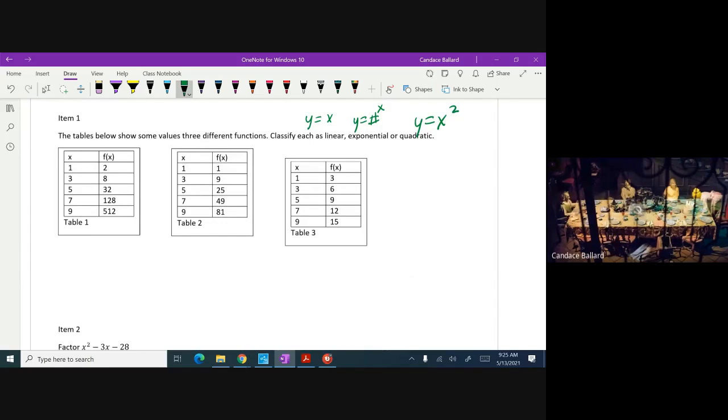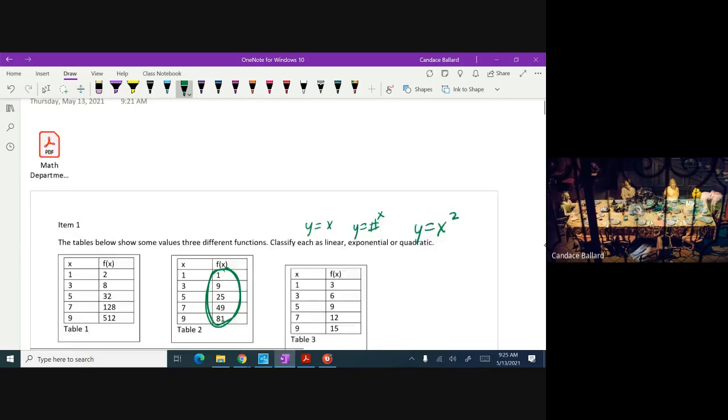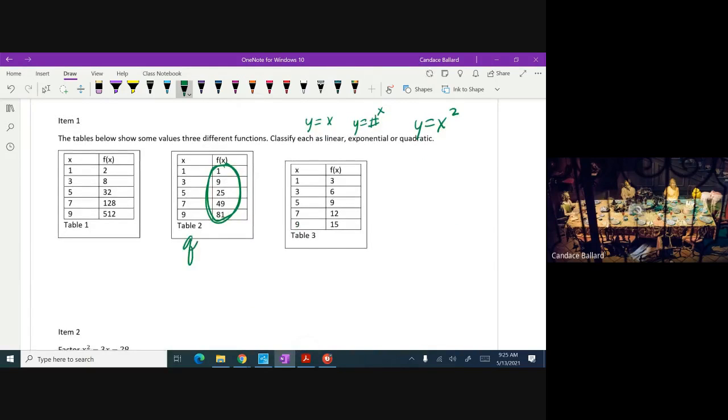Look at this one right here. Those are most definitely square numbers. Now, they could be tricky and do x squared plus something, or x squared minus something. But if I saw a list of square numbers, I absolutely know that's quadratic. So this one has to be the quadratic one. Okay.